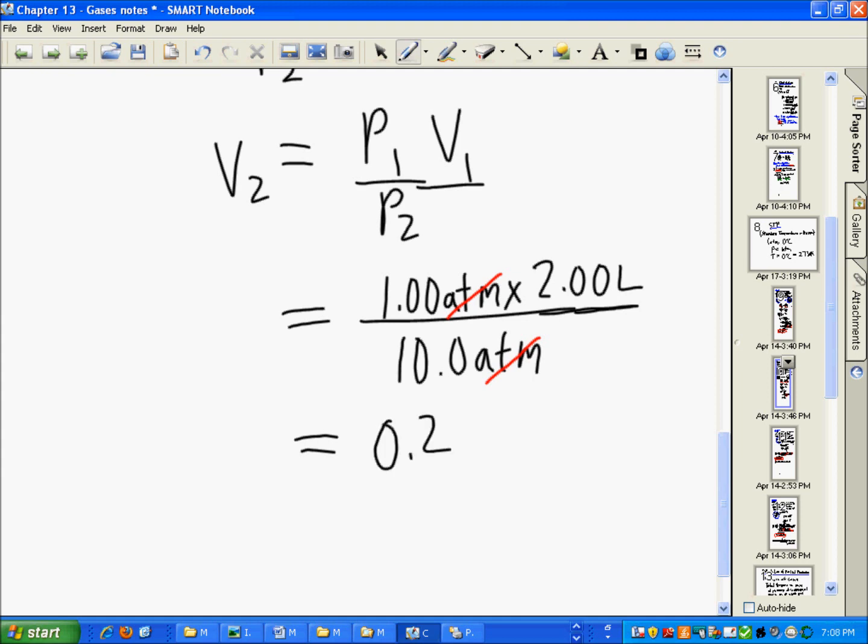So 0.2, and how many sig figs should we have? Should have 3 sig figs. 3 sig figs is correct. Yep. So we'd have to put 2 more zeros to make it 3 sig figs, because the leading zero doesn't count.